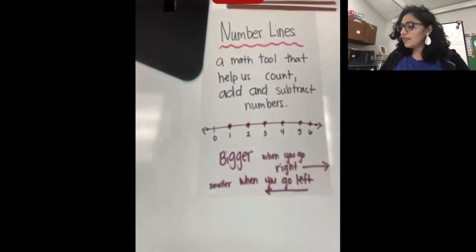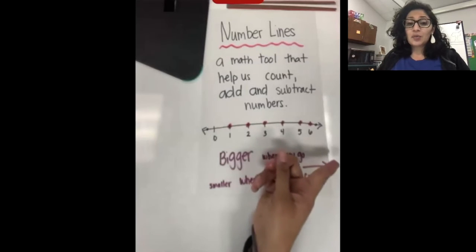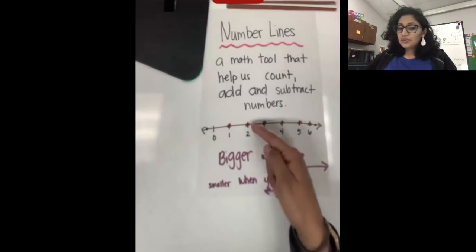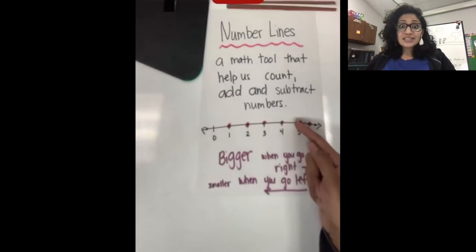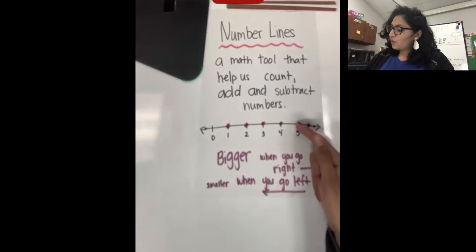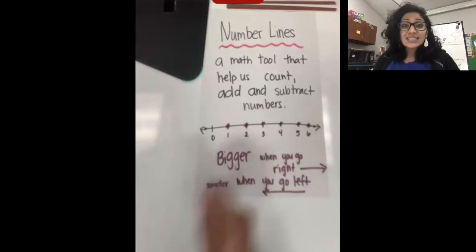So if you're going that way, which is the right, they are getting bigger. Look, 1, 2, 3, 4, 5, 6. That's big. Now, if we move to the left, 5, 4, 3, 2, 1, they get smaller.